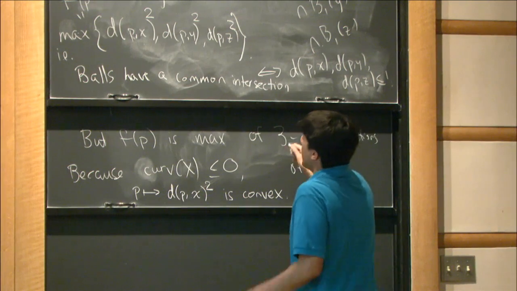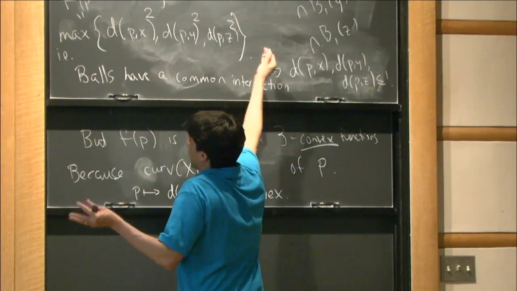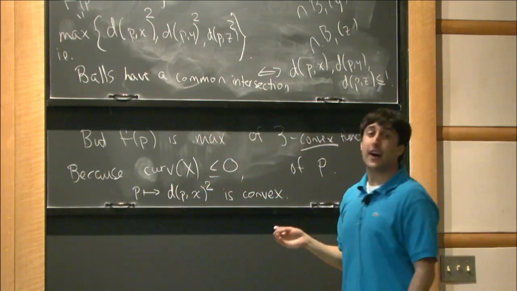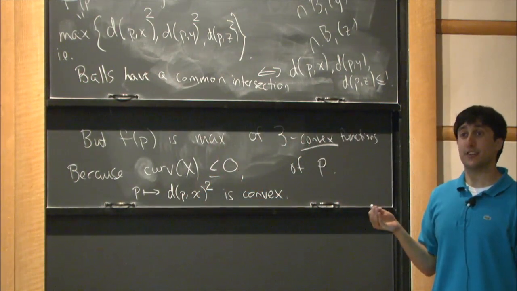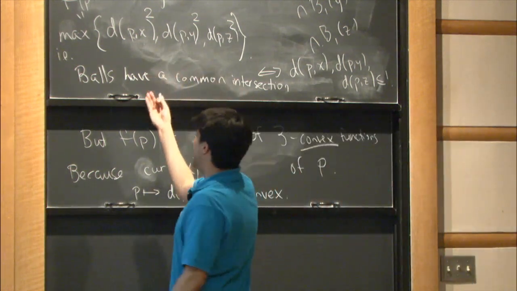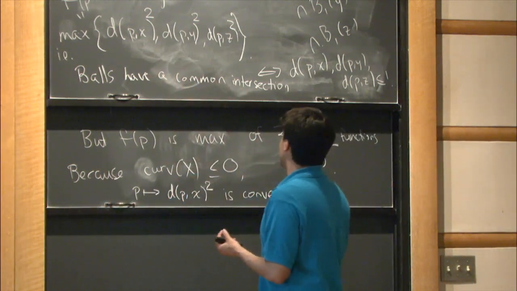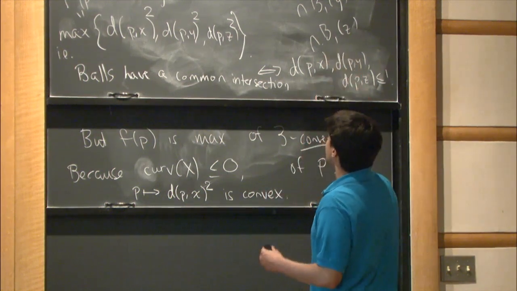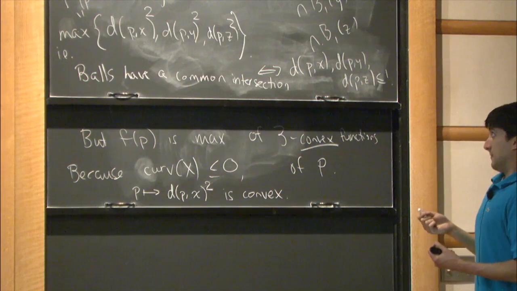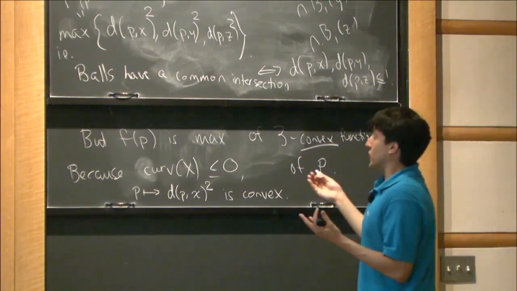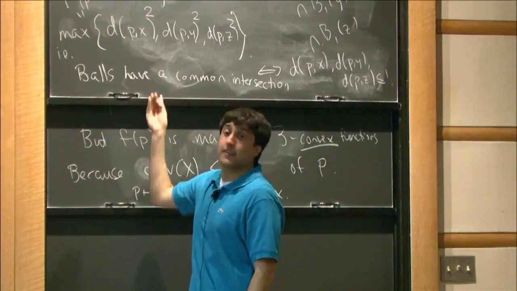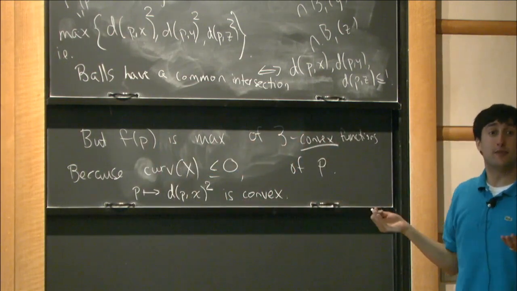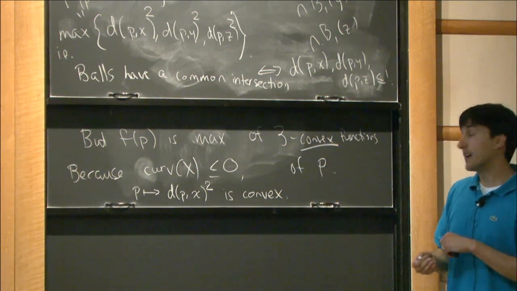Okay, so for a totally formal reason, the maximum of any collection of convex functions is again a convex function. So f of P is a convex function on the symmetric space X, and you can phrase the problem of whether these three balls intersect as a problem of determining whether the minimum value of this convex function f of P is less than or equal to some number. Okay?